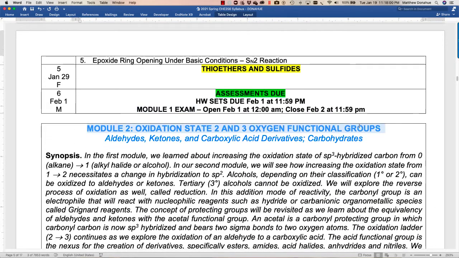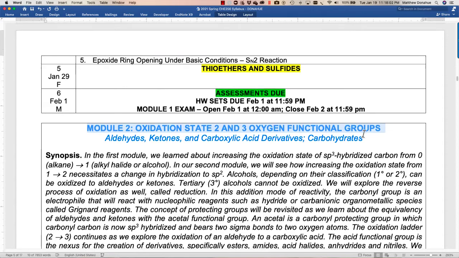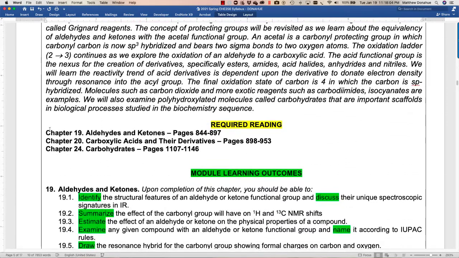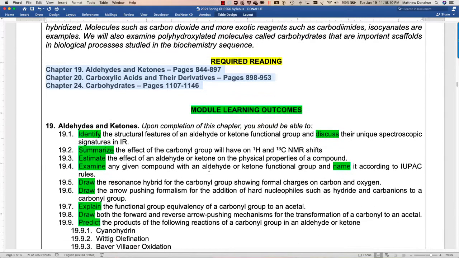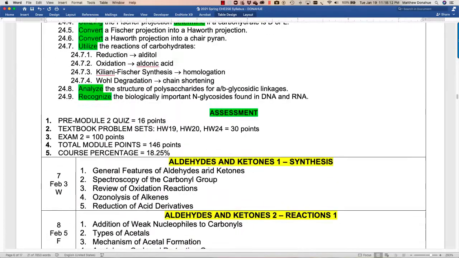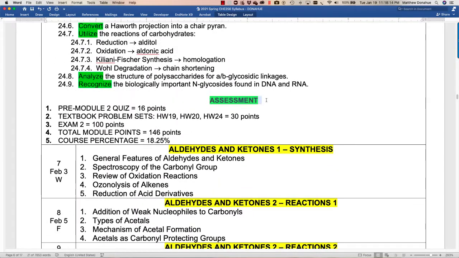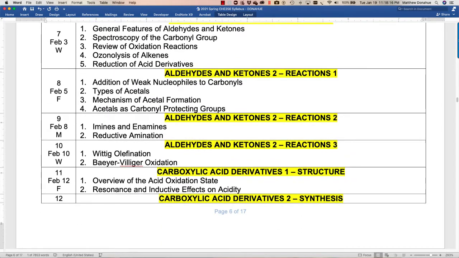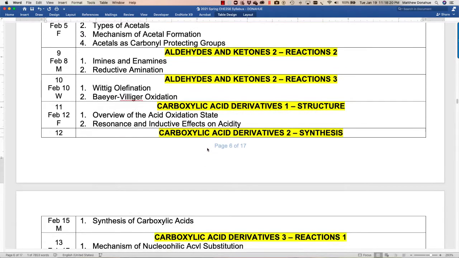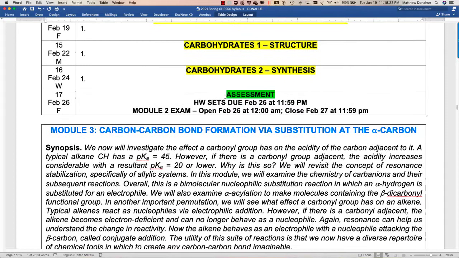Module 2 is oxidation state 2 and 3 functional groups. We're dealing with chapters 19, 20, and 24 on these topics. Here are your module learning outcomes, your assessments, and again, here's some recommended pacing with topics for you to go through as you're doing this material.